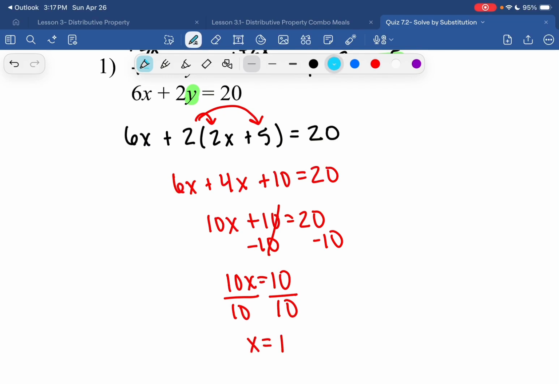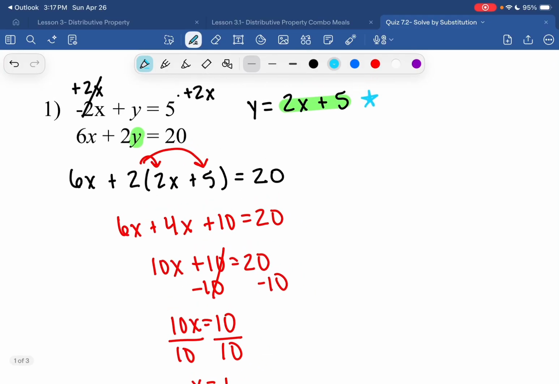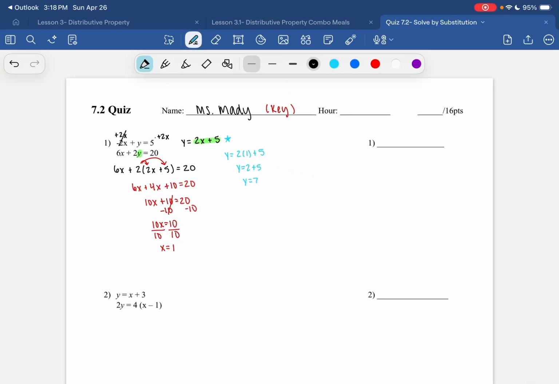Okay? I'm going to take that value for x, and I'm going to plug it in here, because this equation already says y equals, so that would be the smartest option, right? So I'm going to have y equals 2 times 1 plus 5. So y equals 2 plus 5, which is 7. So now I write my answer as an ordered pair of 1, 7.